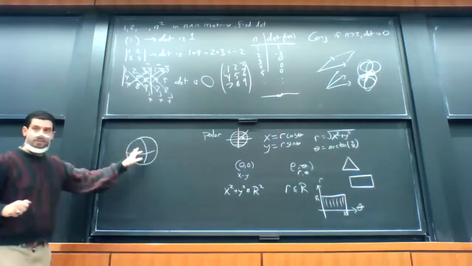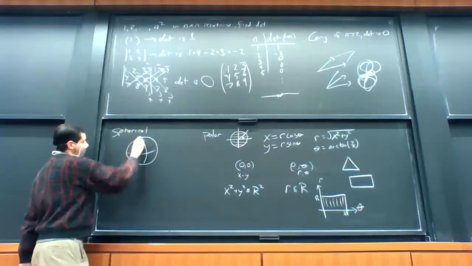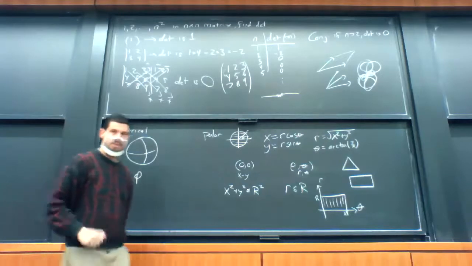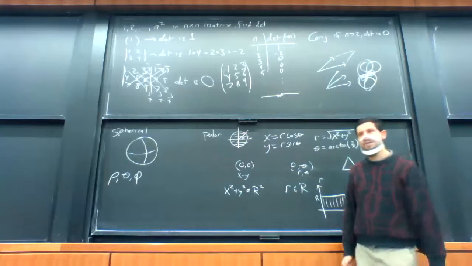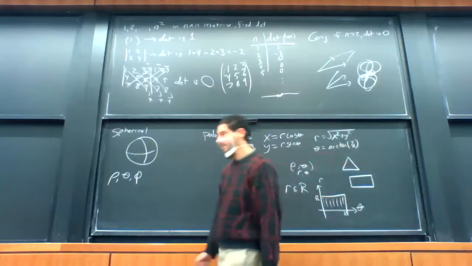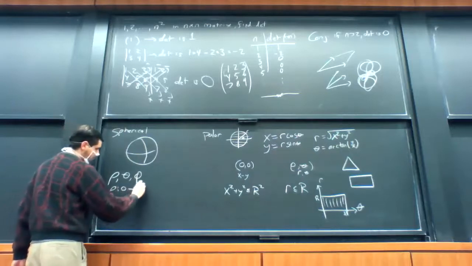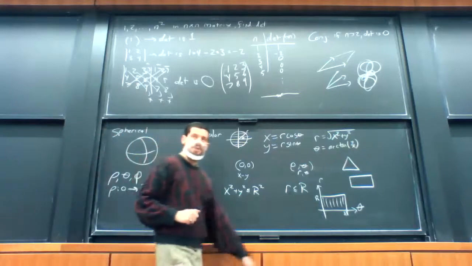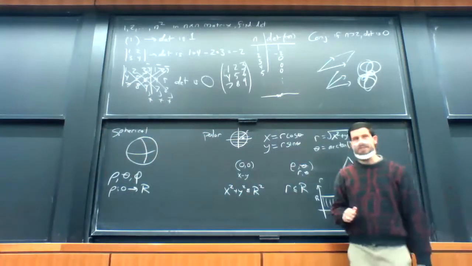You now want to do spherical coordinates. So we use rho, theta, and phi. And the big question is, what are the ranges of everything? Well, rho is the easiest. Rho goes from 0 to whatever the radius is. That's not a big problem. The difficulty is theta and phi.